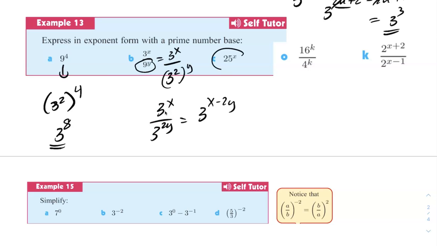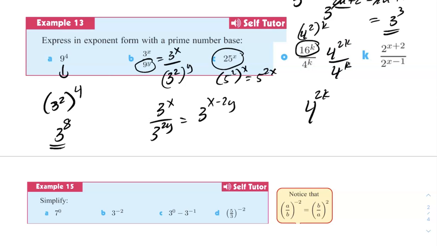I'm going to do some a little faster. 25x, that's the same as saying 5 squared to the x, so 5 to the 2x. Again, power to a power, you multiply. Next one, 16k over 4k. Well, I can change 16 to 4 squared to the k power, so this would be 4 to the 2k over 4k. Again, once they have the same base, you just subtract the exponents, so it would be 4 to the 2k minus k, or 4k.